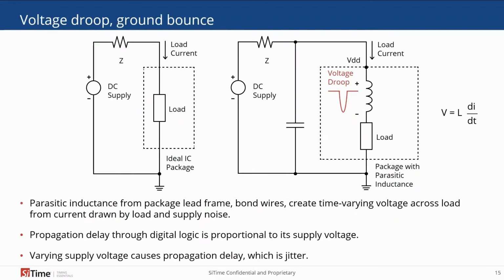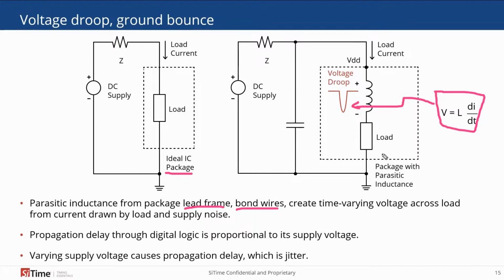Voltage droop and ground bounce are two more sources of jitter. On the left-hand side, we see an ideal power supply with an ideal load. In practice, you're not going to have an ideal package. There's always going to be some inductance from the lead frame or the bond wires, and through this change of current, it's going to give rise to this voltage droop if we're analyzing the bond wires on the VDD node. If we're analyzing the bond wires on the ground node, then it's going to create a similar situation, but we call that ground bounce.